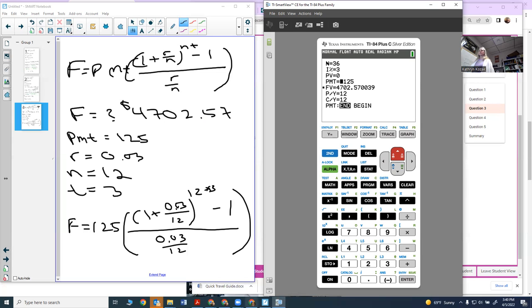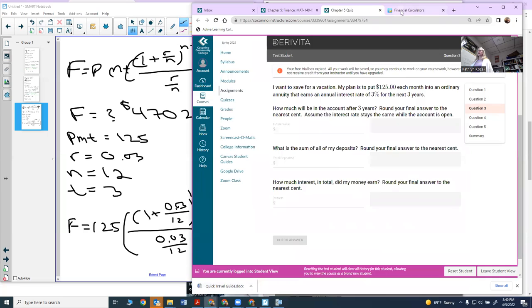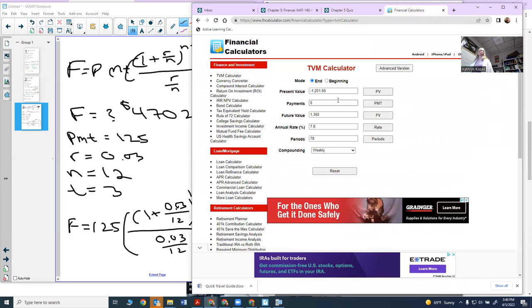If you don't have the calculator, you can use a TVM solver online. So again, you can just search for a TVM solver. I'm going to reset this. So I'm just going to hit the reset that value. My present value is zero. My payments are minus 125. My future value is what I want to find. My interest rate is 3%. My periods are, there's 12 times 3, which is 36.